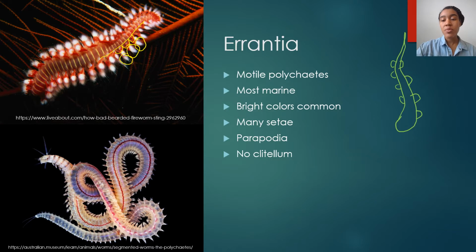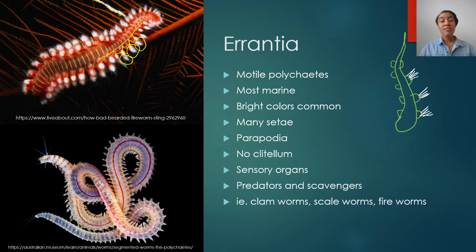And then on those parapodia, some of them have many hair-like projections, and those are the setae. So I hope that's a little bit more clear. They do not have a clitellum, so they do not fit in that grouping. They do have many sensory organs because many of them are predators.